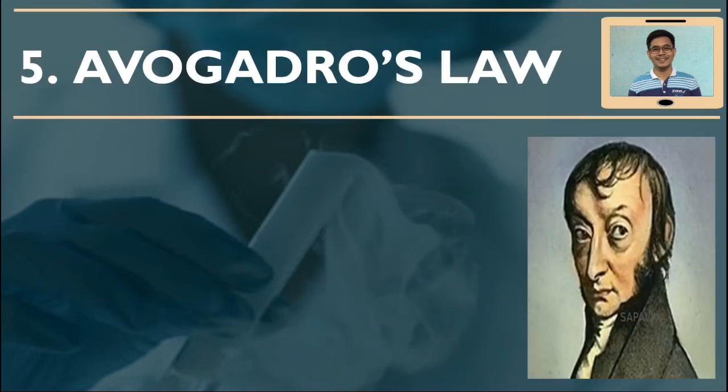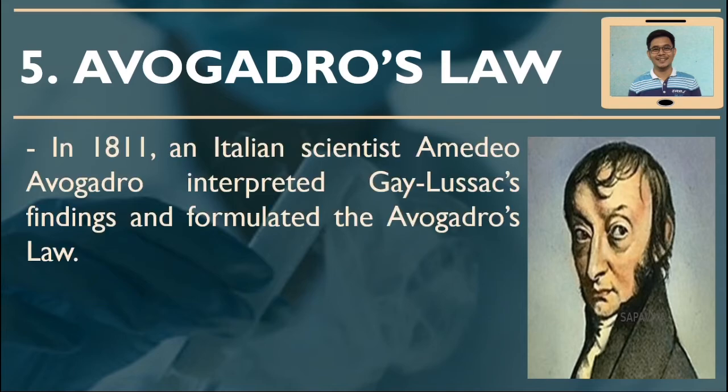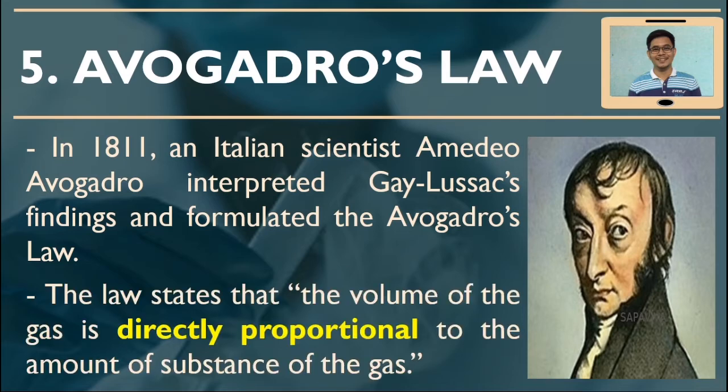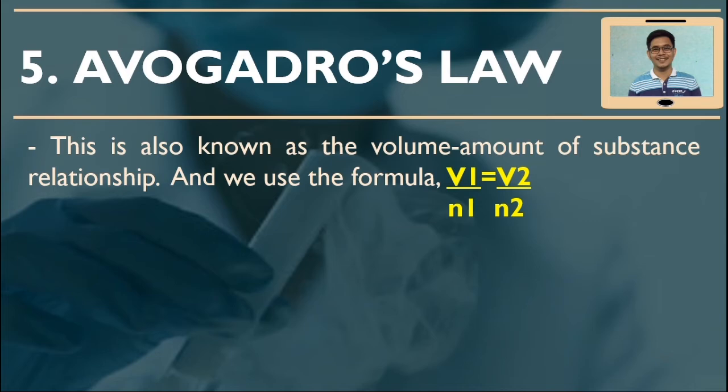Next, we have the Avogadro's law. So Avogadro's law, in the year 1811, an Italian scientist, Amedeo Avogadro, interpreted Gay-Lussac's findings and formulated his own version of the Avogadro's law, wherein this law states that the volume of the gas is directly proportional to the amount of substance of the given gas. And then this is also known as the volume is to amount of substance relationship.